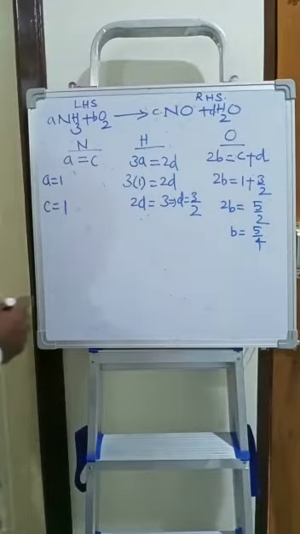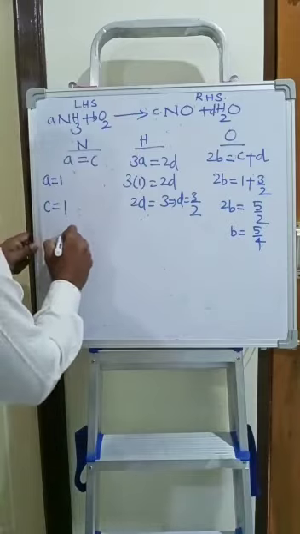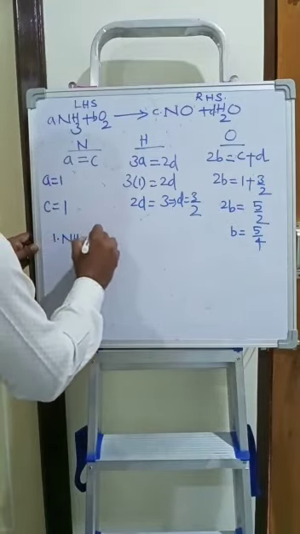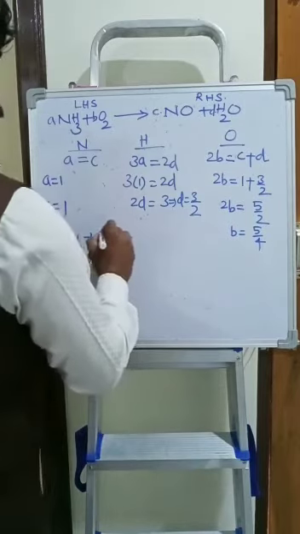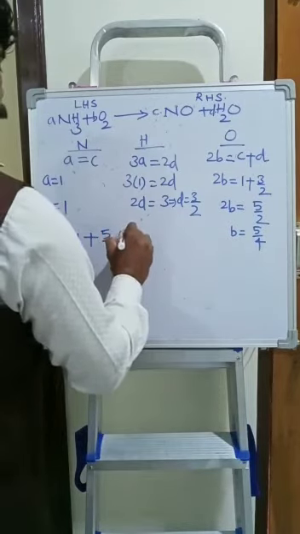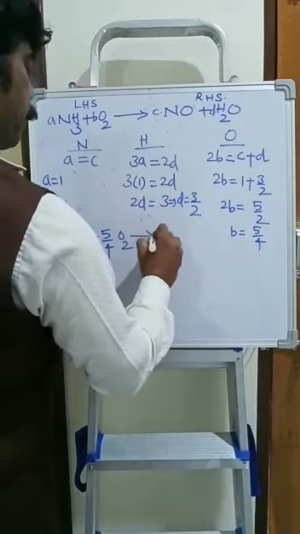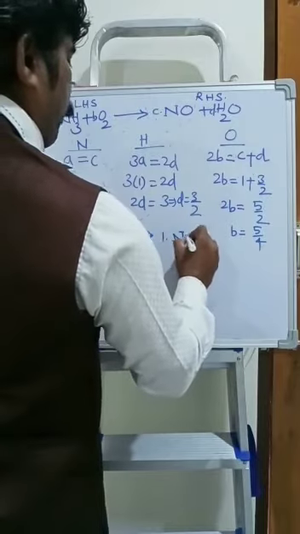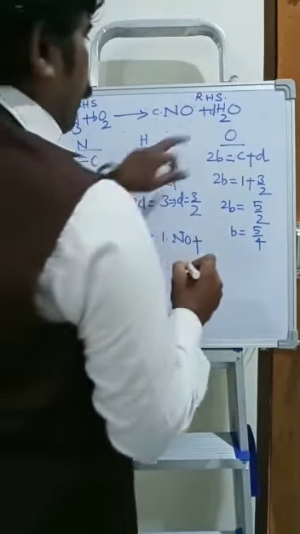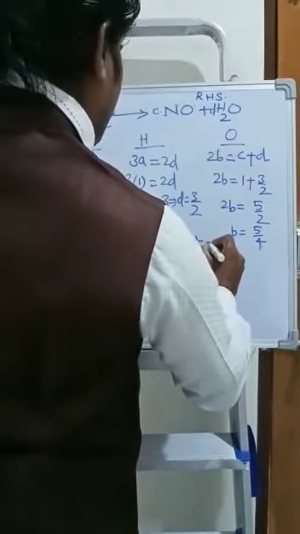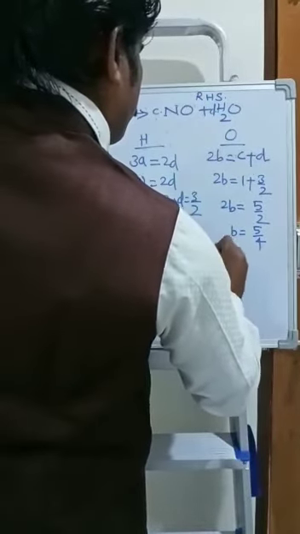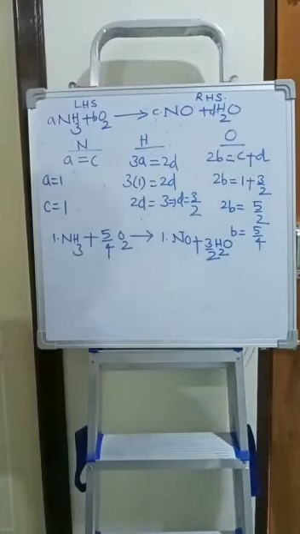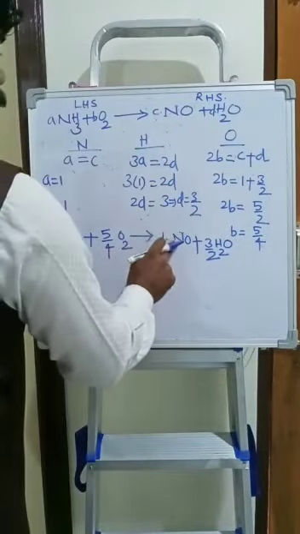Now substituting these values in this equation, A is 1: NH3 plus B is 5 by 4 O2 gives rise to C, 1 into NO, plus D into H2O, D means here 3 by 2 H2O.